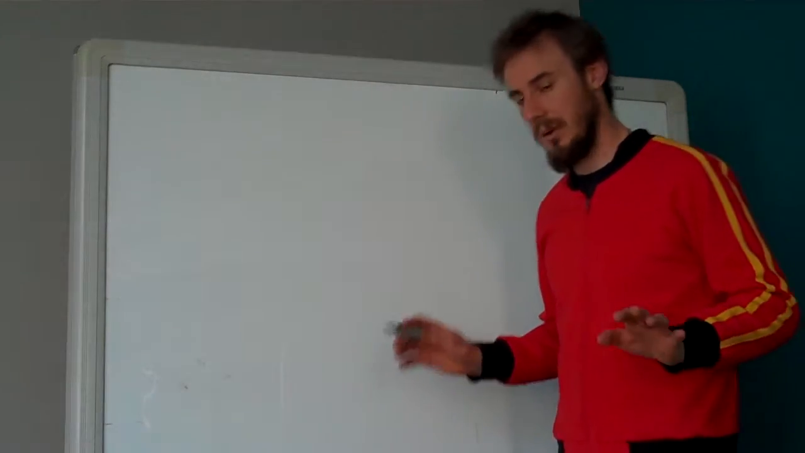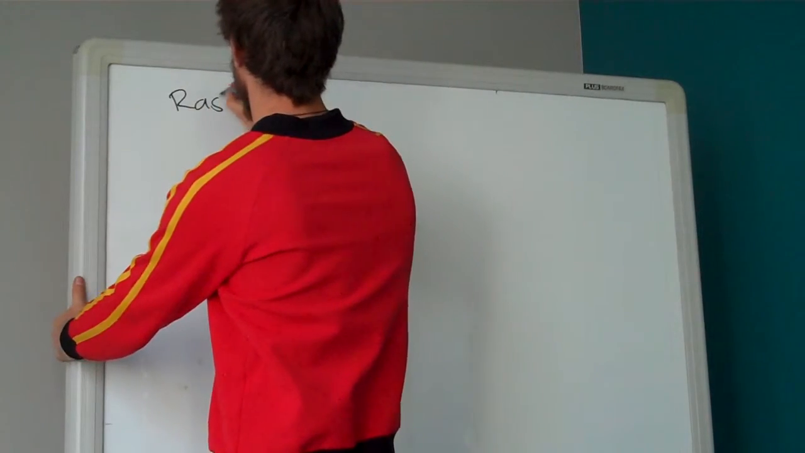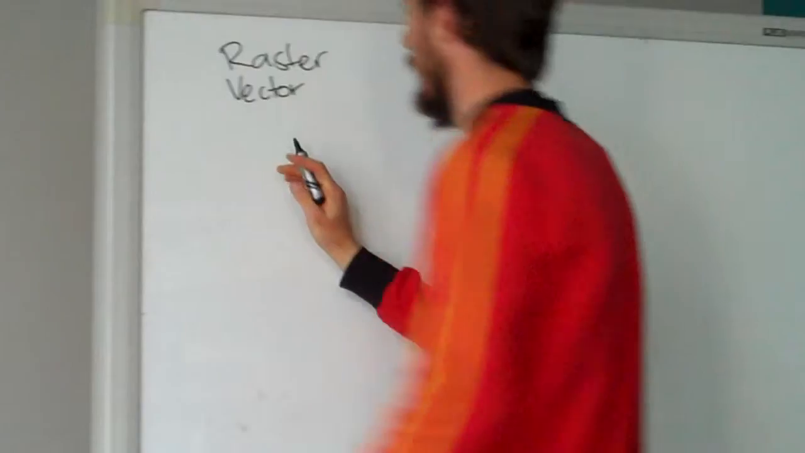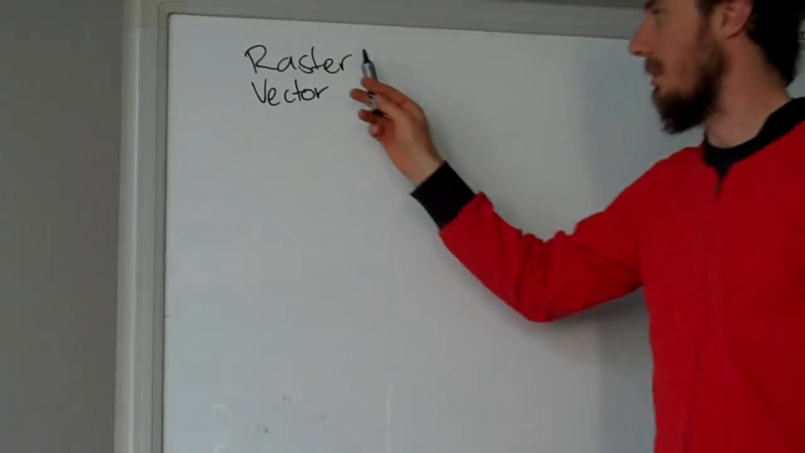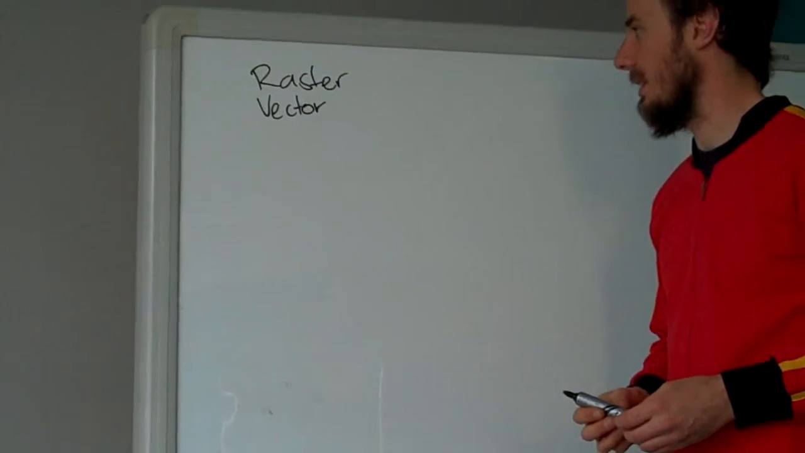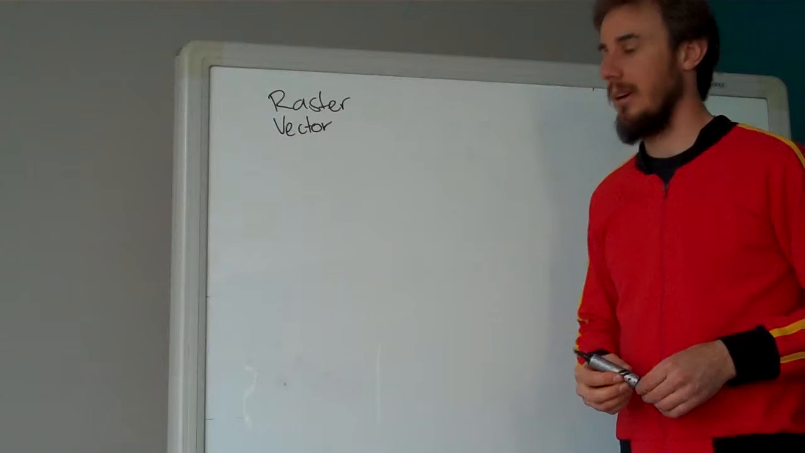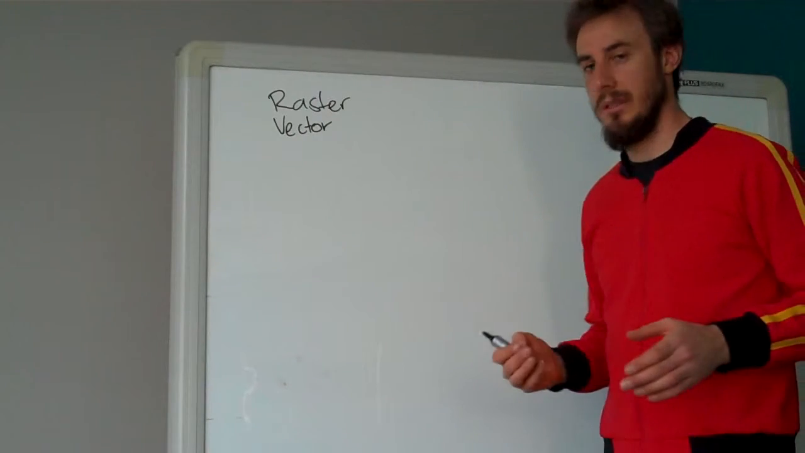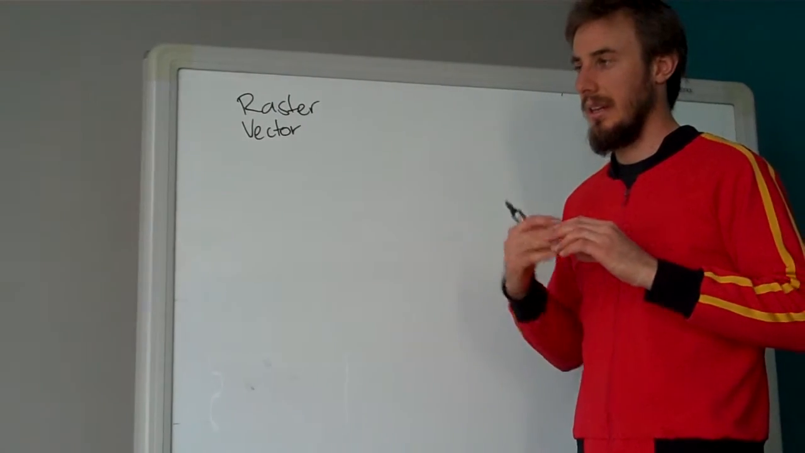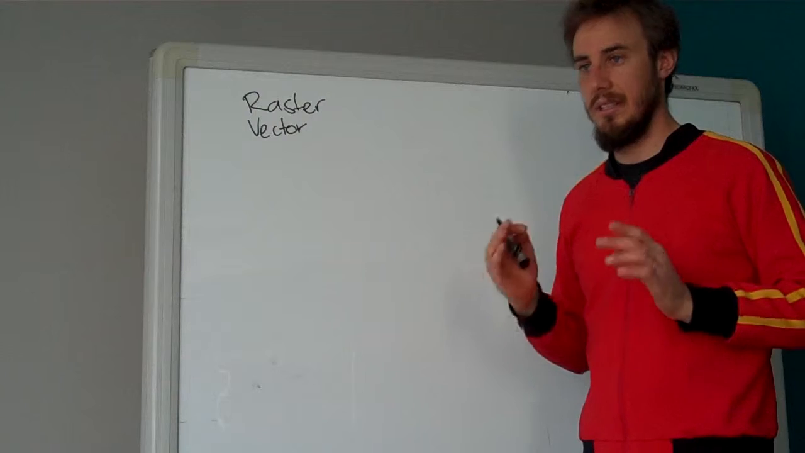So just quickly, first I'm going to talk about two different kinds of files, and those are raster and vector. I'll refer to both of them. Raster is what we're concerned with today, and vector I'll just mention briefly, just so you know the difference between them. Raster files are image files that are made up of lots of little dots, and they describe the information about the colour and brightness or darkness of each dot or pixel.